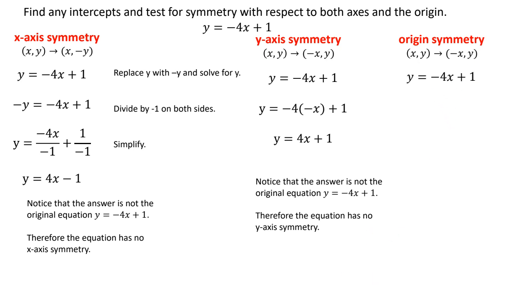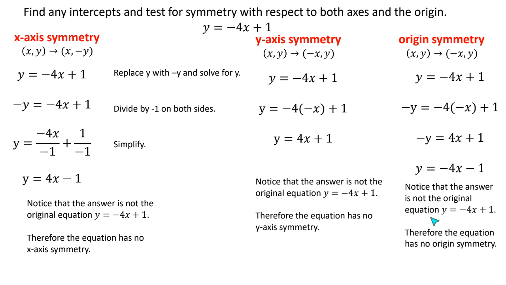So here's the original equation. I'm going to replace y with negative y and x with negative x, and then I'm going to go ahead and solve for y. Negative negative is positive, and then I'm going to divide by negative 1 on both sides. And so I get y is equal to negative 4x minus 1.